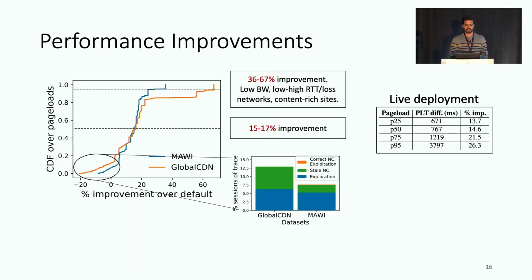Looking at the live deployment results, the improvement is on a similar order. At the median, we have around 14.6% improvement, which is around 760 milliseconds. At the tail, the improvement is around 26%, which is around 3,800 milliseconds. So it's pretty large.